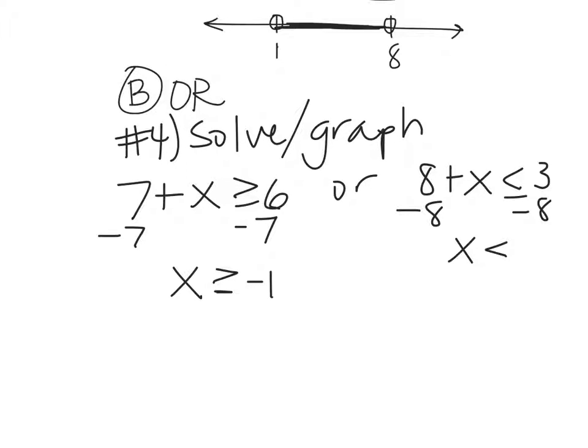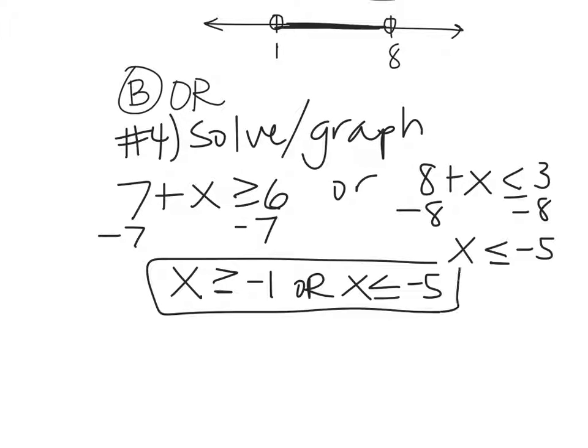X is less than or equal to negative 5. Okay, so our answer would look like this. X is greater than or equal to negative 1. Don't forget to write the word or. X is less than or equal to negative 5. And then we're going to graph them.